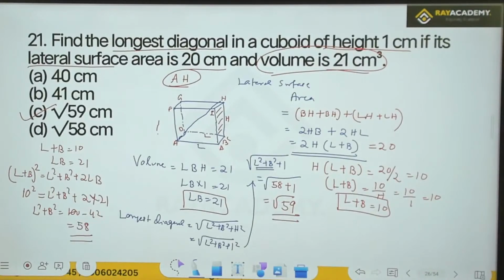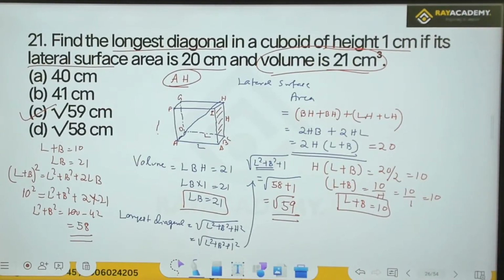So in this question, what are the things to learn? First, you need to understand what is lateral surface area. Lateral surface area means a cuboid has a total of 6 surfaces. Leaving the top and bottom portions, the remaining four are the lateral surface area. That means front and back and two sides. So that formula is 2h into L plus B. That was given as 20, and height was given as 1. From there we got L plus B equal to 10.